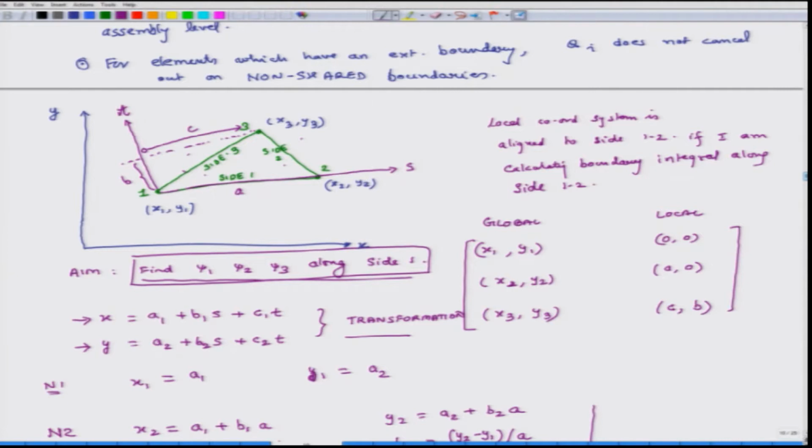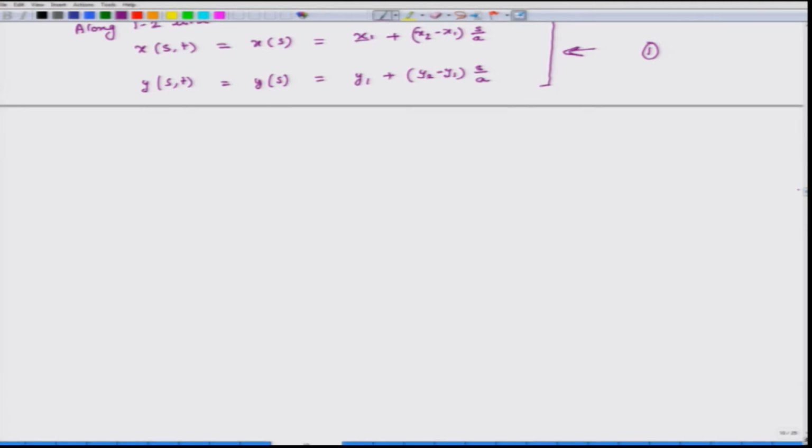Now, our original goal is to find psi 1, psi 2, psi 3 and use these psi's to compute the boundary integral along side 1. So, psi I is equal to 1 over 2, and I will not use that superscript e for purposes of simplicity, and that equals alpha I plus beta I x plus gamma I y, sorry, alpha I plus beta I x plus gamma I y.